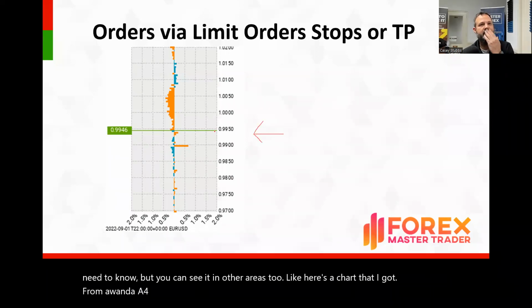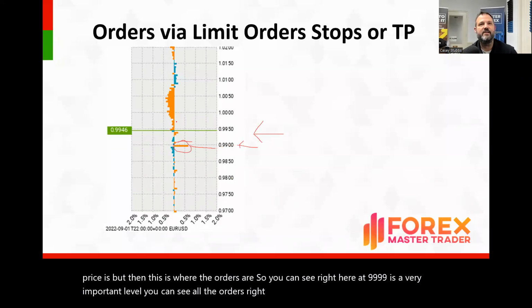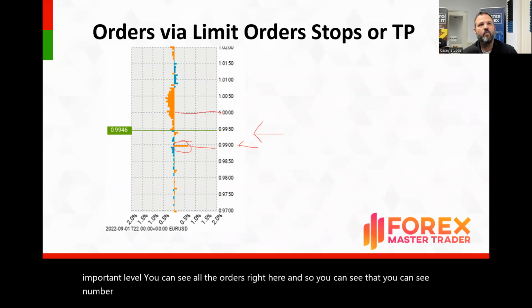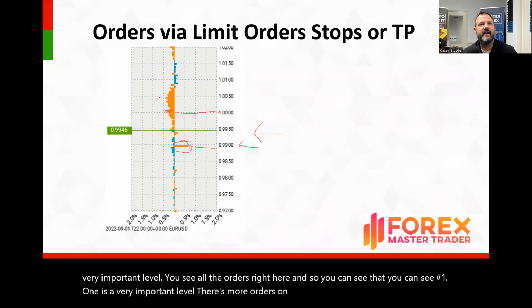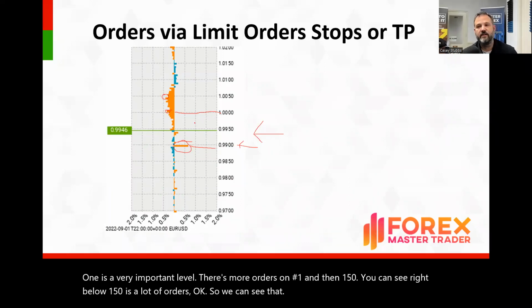And you can see this is where current price is, but then this is where the orders are. So you can see right here at 99, 99 is a very important level. You can see all the orders right here. And you can see number one. One is a very important level. There's more orders on number one. Okay. And then 150, you can see right below 150 is a lot of orders. So we can see that using this tool.